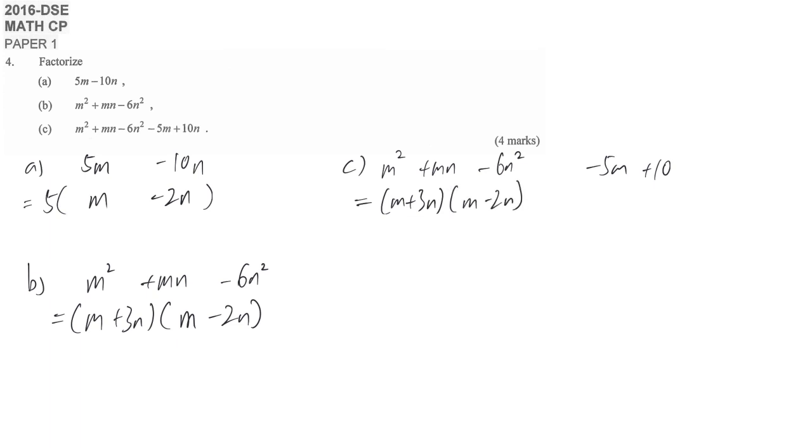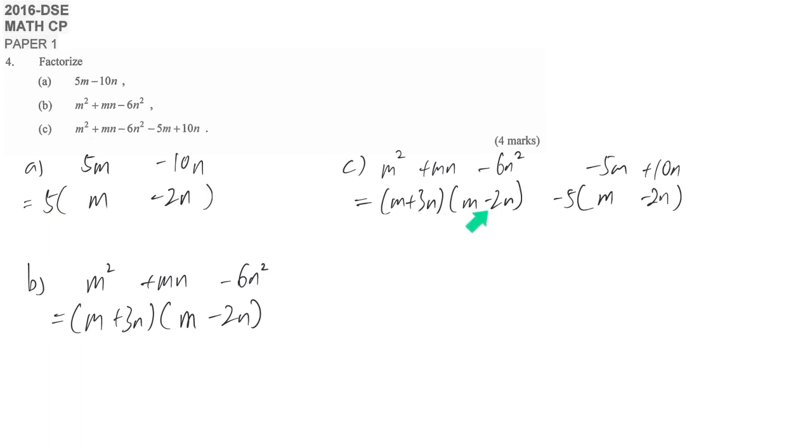Another group, we have negative 5m, slightly different from here. So what we should extract is not positive 5, but negative 5. Negative 5m divided by negative 5 gives you positive m. Positive 10 divided by negative 5, we get negative 2n.